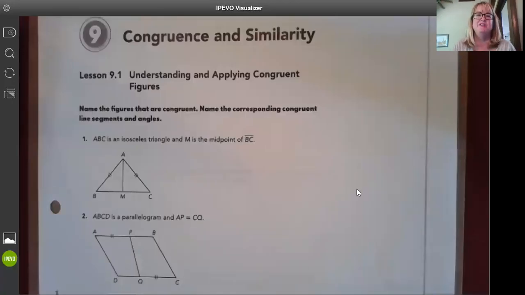Hi class, we are starting a new unit on congruence and similarity. And today we are going to do part 1 of lesson 9.1, and those are problem numbers 1 through 5. We will do the second half of 9.1 later. Before we get really into it, there are a few things that you need to understand.